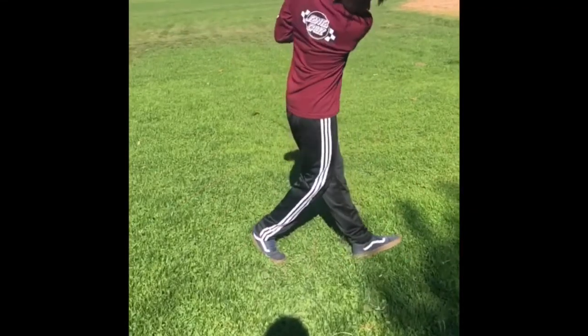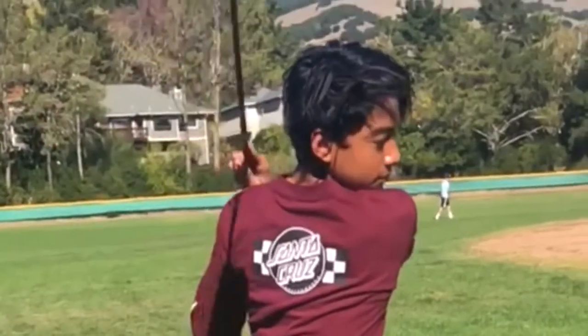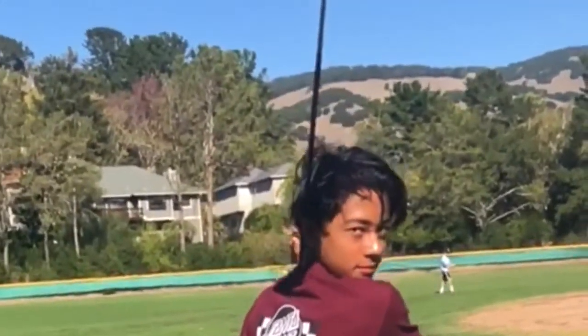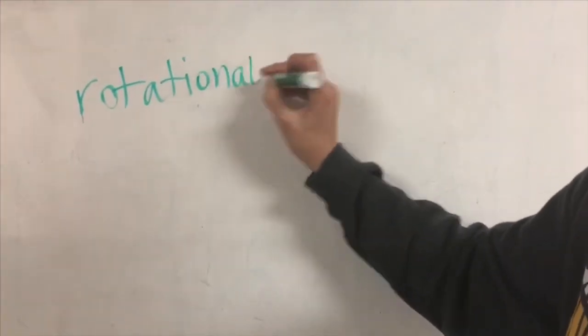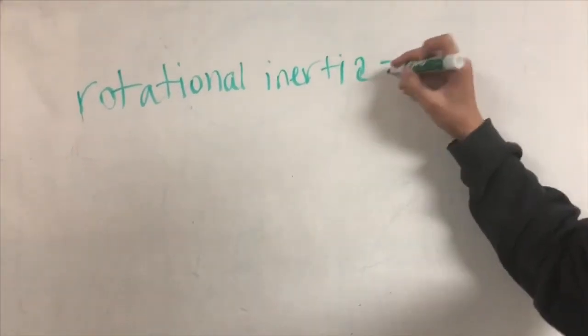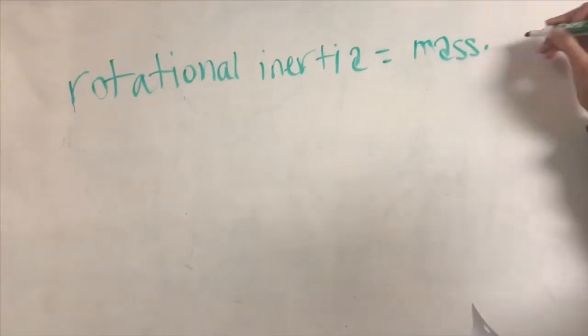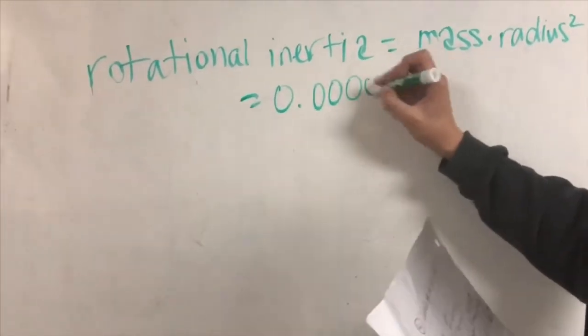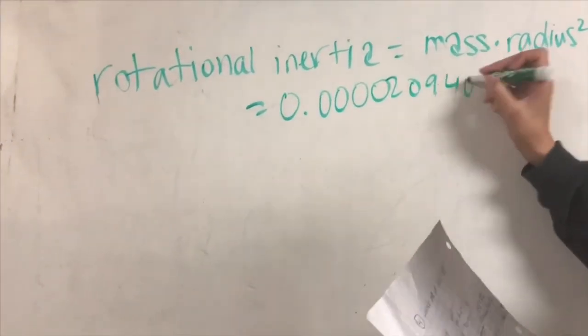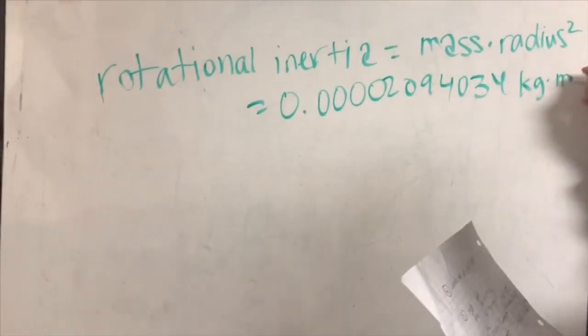We also calculated rotational inertia, which is the resistance an object has to torque. The equation for rotational inertia is mass times radius squared. The mass is 46 thousandths of a kilogram, and the radius is 21 thousandths of a meter. So the rotational inertia is 2.094 times 10 to the negative fifth power kilogram meters squared.